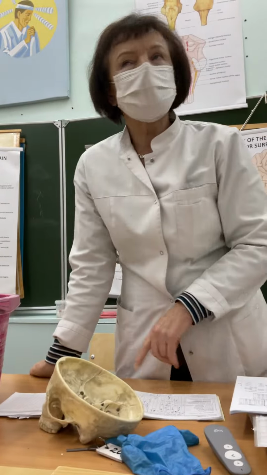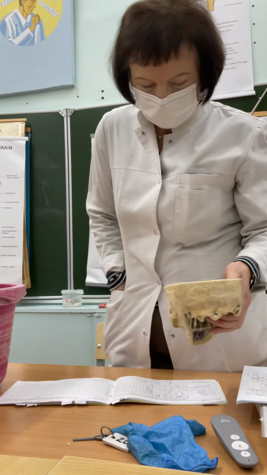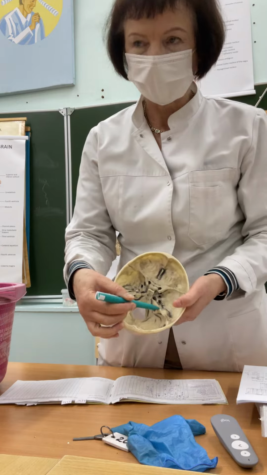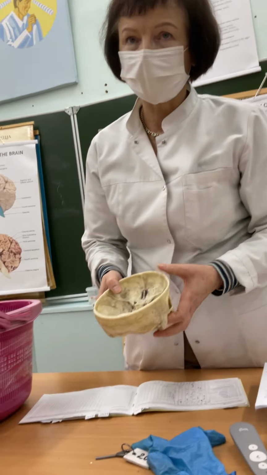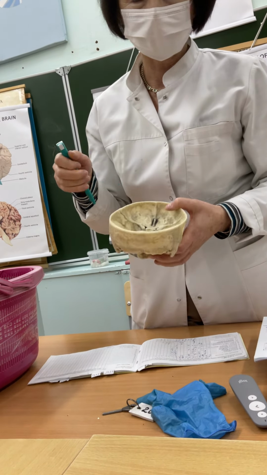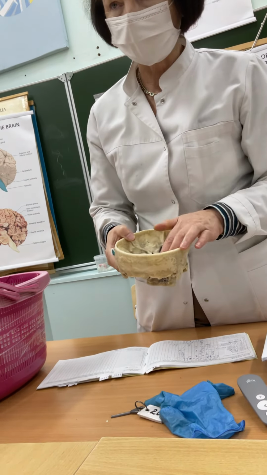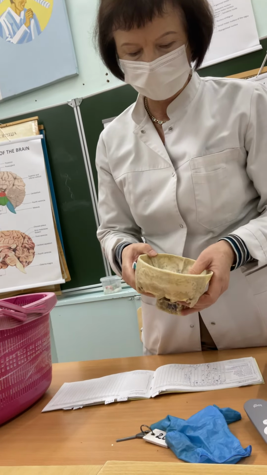The vestibular ganglion is located in the internal acoustic meatus, so over here. And the cochlear ganglion, or spiral ganglion, is located in the spiral canal around the modiolus, so in the cochlea. These cells have peripheral and central processes.